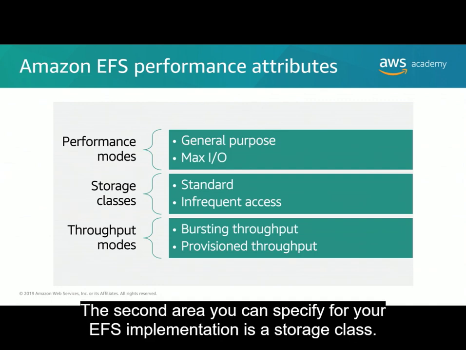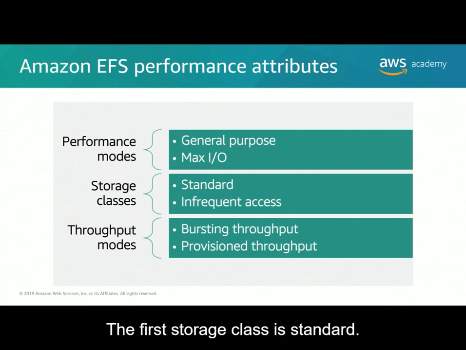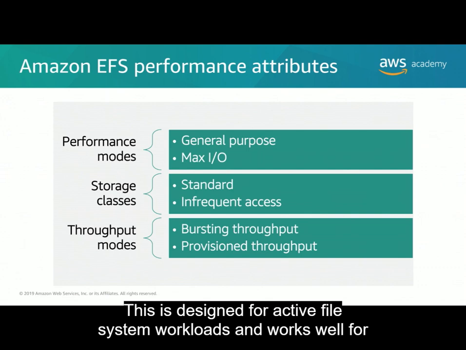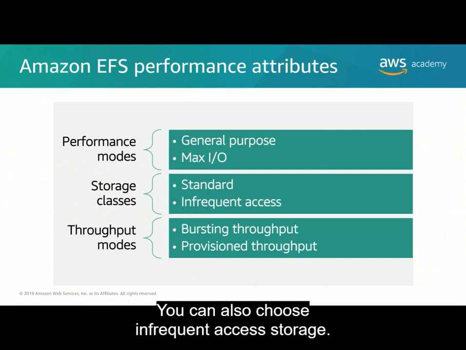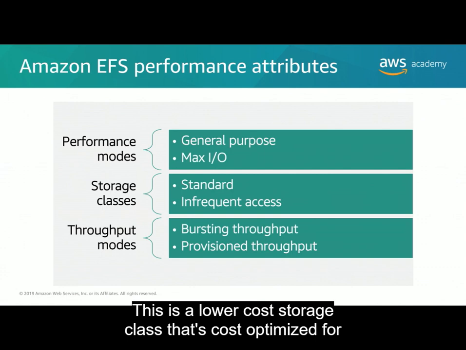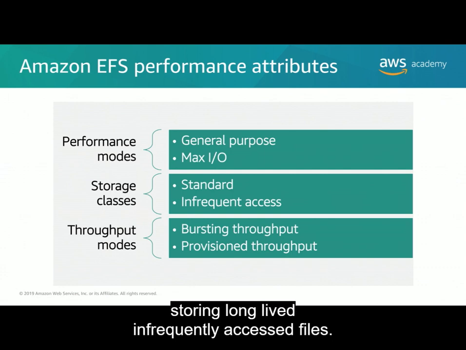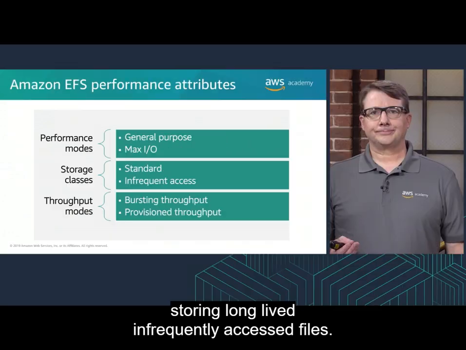The second area you can specify for your EFS implementation is the storage class. The first storage class is standard. This is designed for active file system workloads and works well for storing frequently accessed files. You can also choose infrequent access storage. This is a lower cost storage class that's cost optimized for storing long-lived, infrequently accessed files.